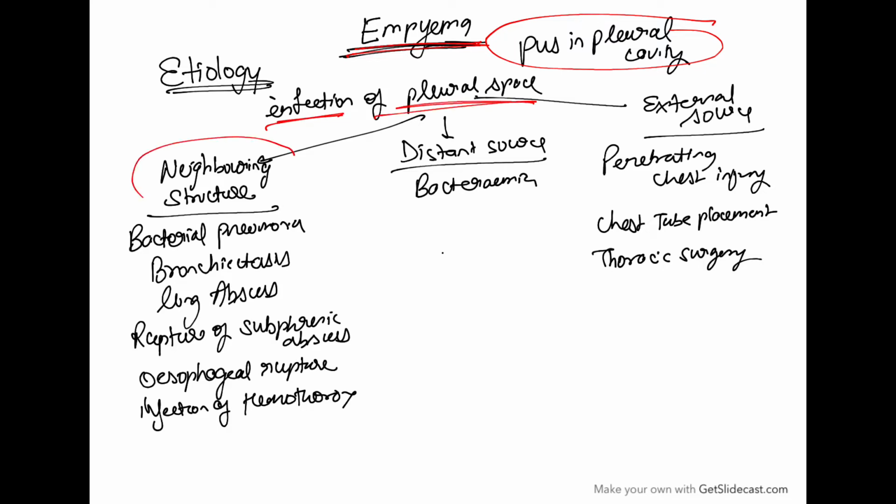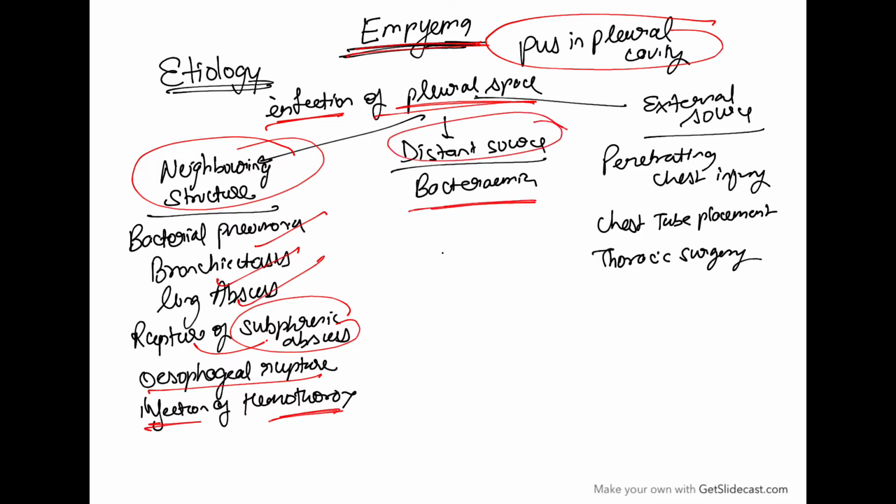The source could be from a neighboring structure, like in pneumonia, bronchitis, lung abscess, or a subphrenic abscess has ruptured, or an esophageal rupture, or there is a hemothorax which has been infected. Or the source of the infection could be from a distant source, like in bacteremia, or it could be an external source also, like penetrating chest injury or a chest tube placement or a thoracic surgery.